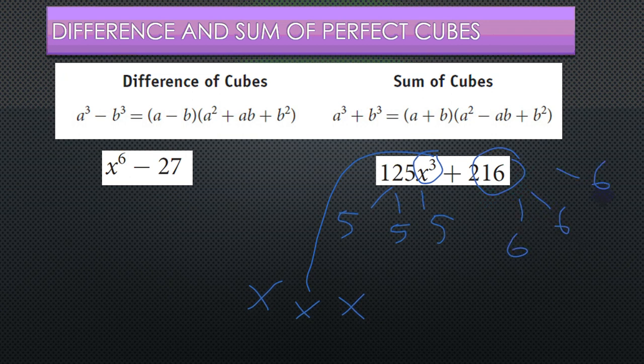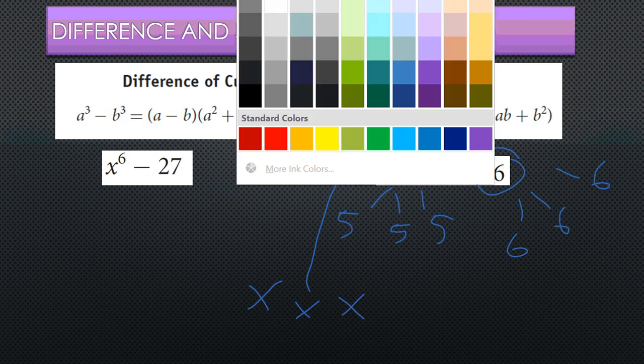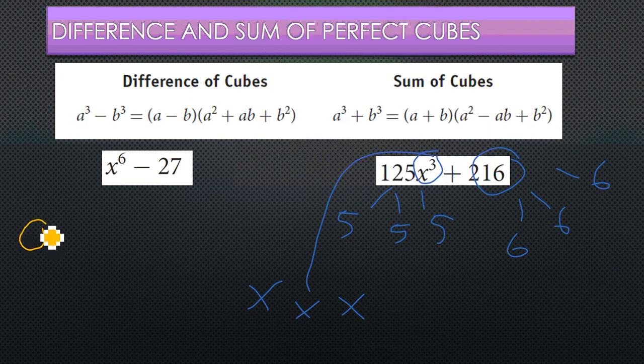Okay, so I'm going to write over here to the left. We're going to write down what a equals and what b equals. So we can see that a is going to be 5x. It's the cube root of 125 and the cube root of x cubed. And then our b is going to be 6. Okay, so I'm going to get this stuff out of the way for us.